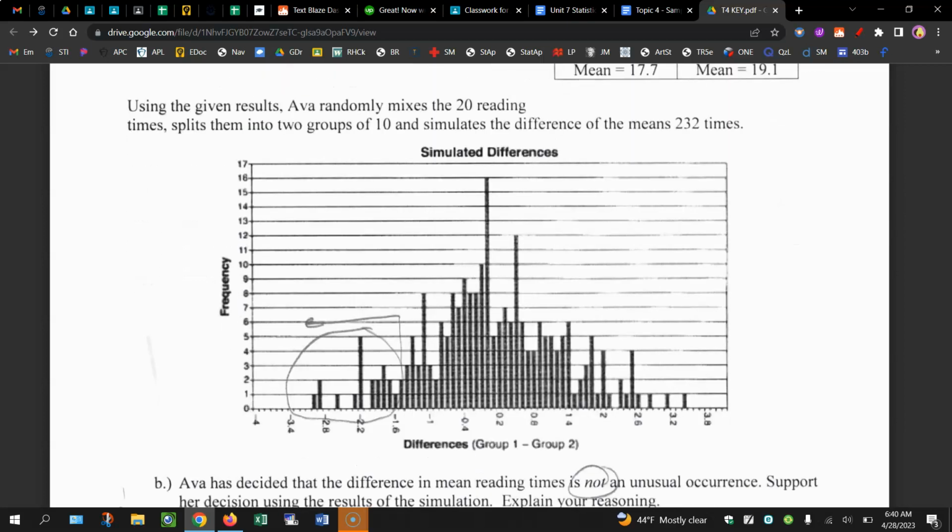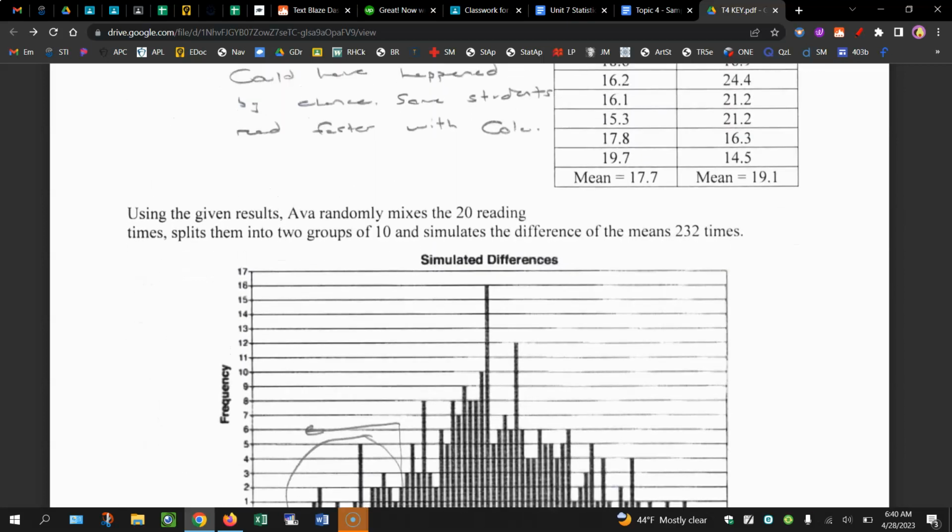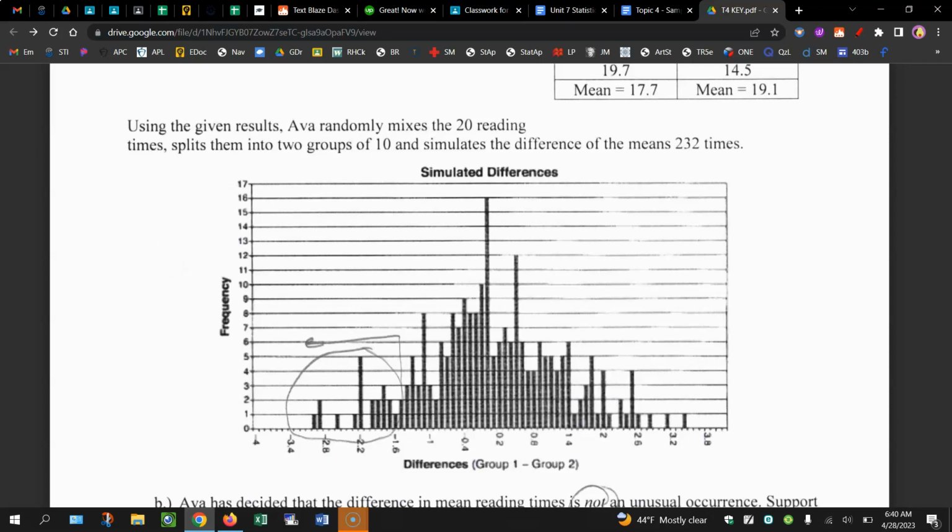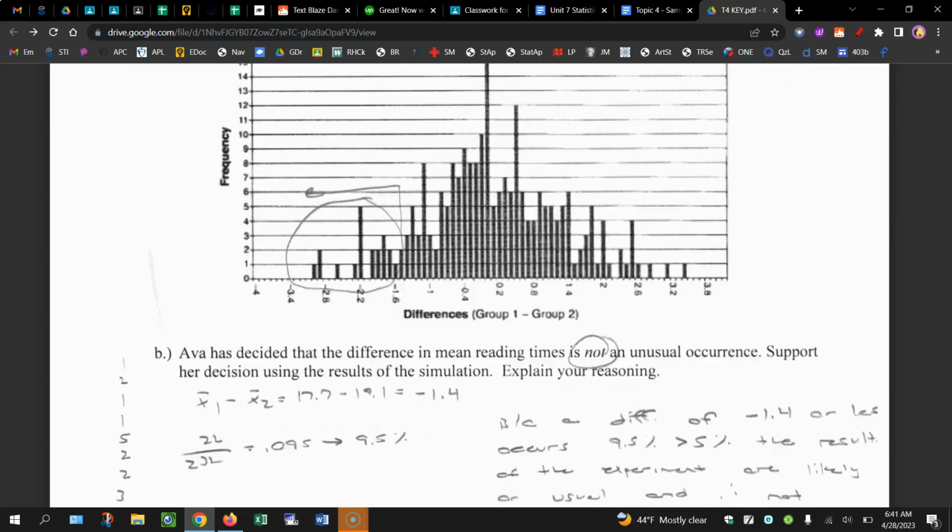And now they looked at the difference. Well, the difference here is going to be 17.7 minus 19.1, which they have listed here. And if you did that actual subtraction, you're going to get negative 1.4. So that's where this is coming from. This negative 1.4 or more unusual. If we sum all of those up.